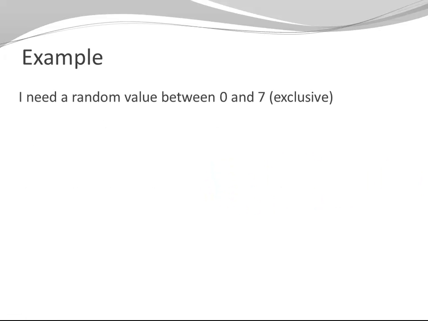Now let's look at some examples. Let's say I need a random value between 0 and 7 exclusive. So those would be 7 possible values, 0, 1, 2, 3, 4, 5, and 6. In order to get one of those values, I can call rand.nextInt and pass 7 as my argument. Notice I'm calling nextInt on my instance of Random with my dot operator, because nextInt is an instance method.